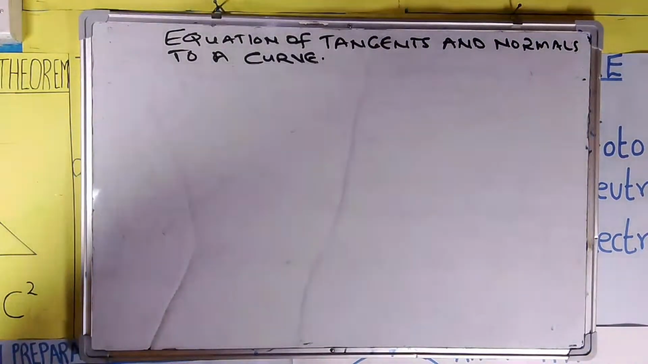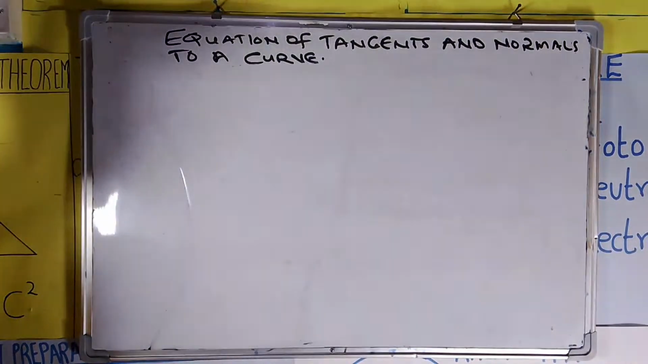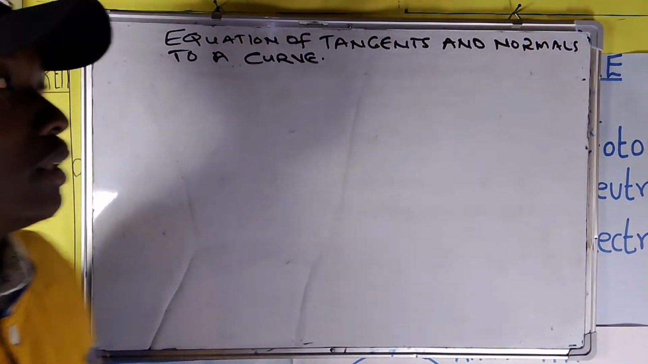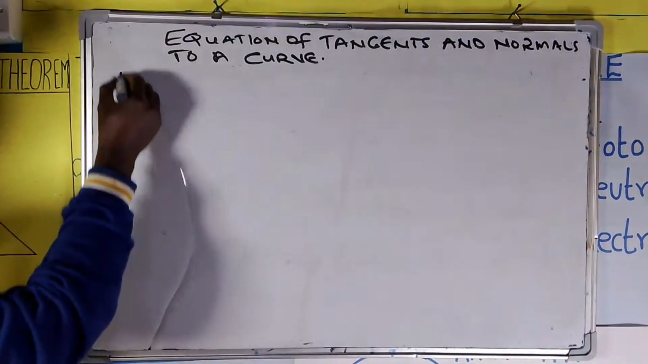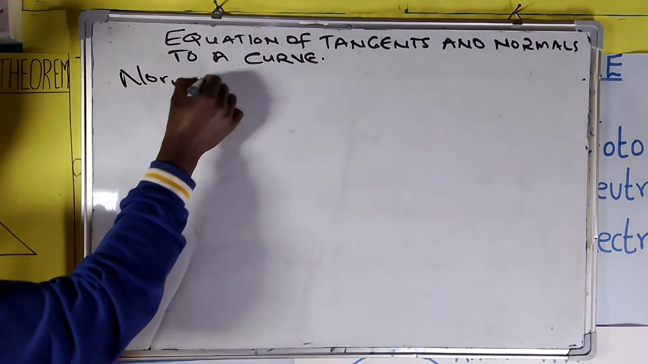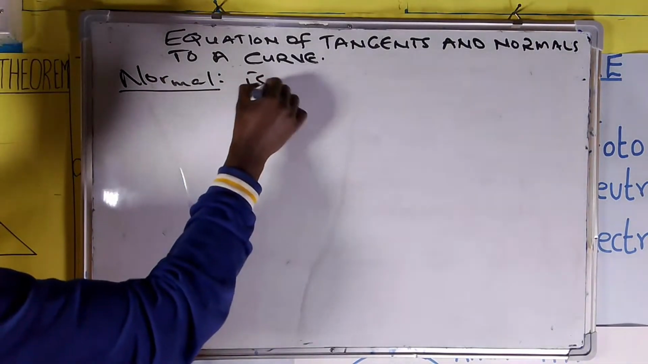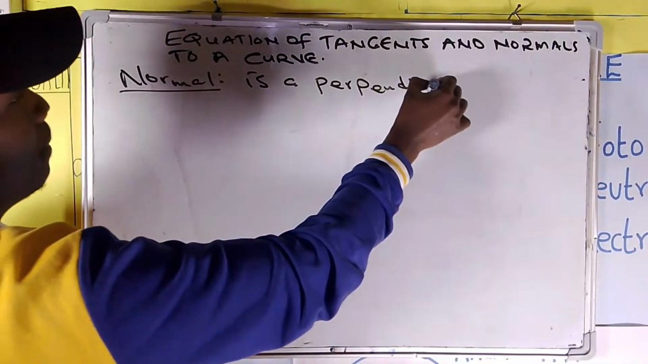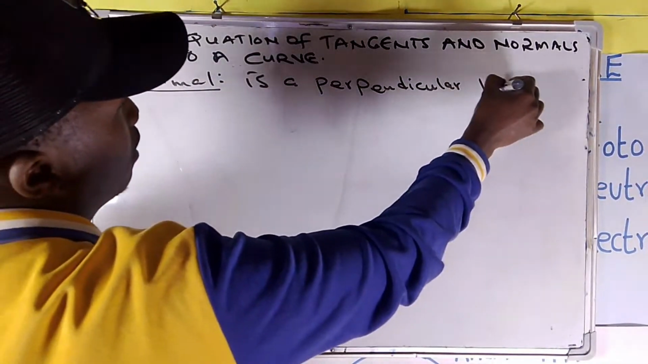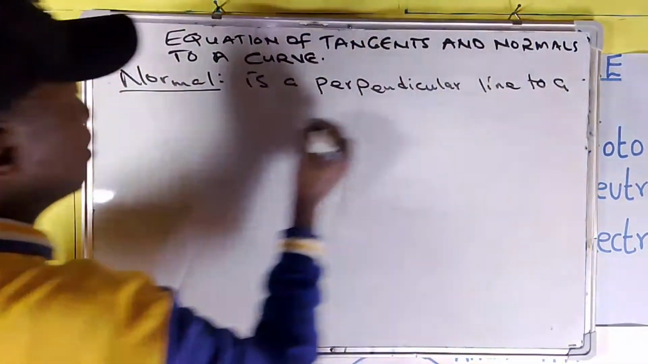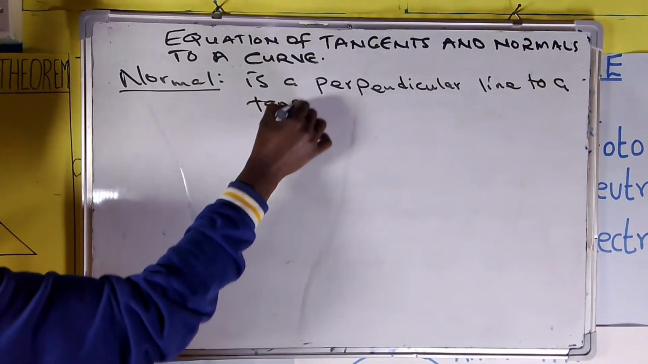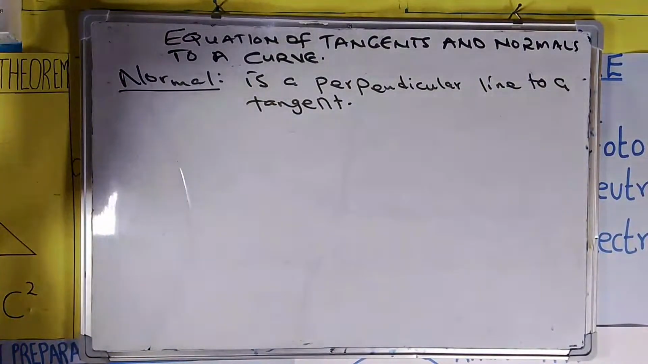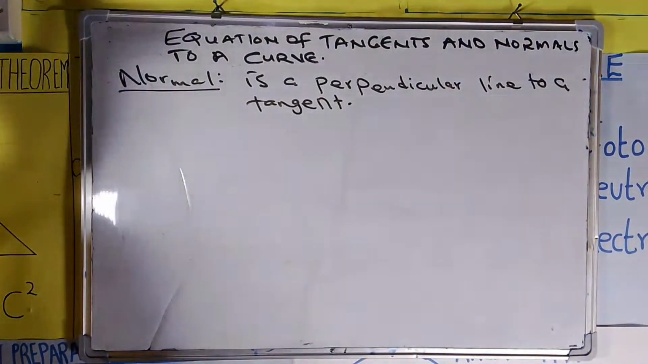So kama umeelewa hiyo, let us learn something about normals. Ili maswali nitakupatia hiyo imeshikana. So what are normals? So what is a normal? A normal is a perpendicular line to a tangent.